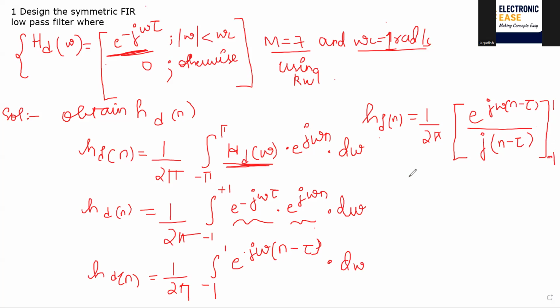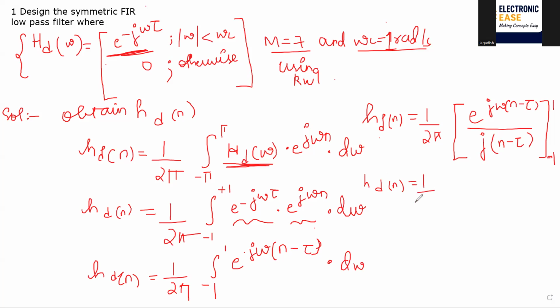So I have to substitute the upper limit and the lower limit. So this is e. Integration of e to the power of ax is e to the power of ax divided by a. So omega is x here, so omega will not come in the denominator. So for hd of n, I will be substituting the upper limit and the lower limit. So what will I be getting, children?